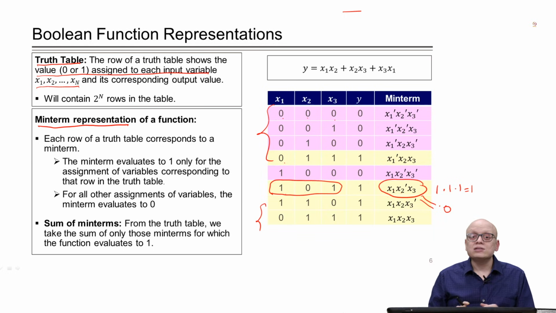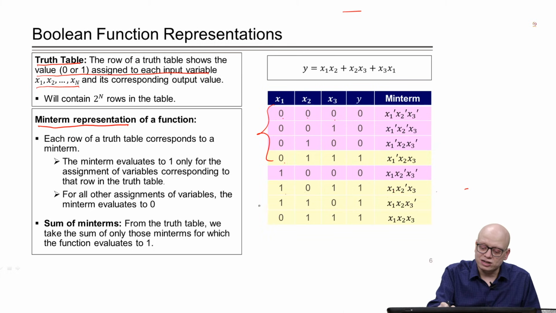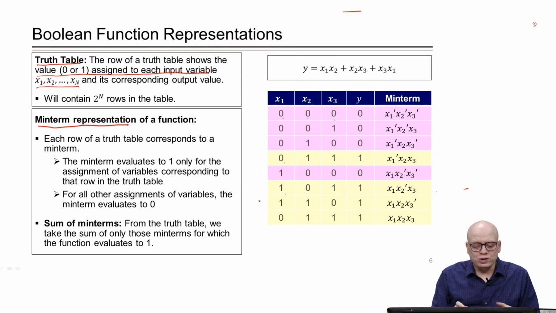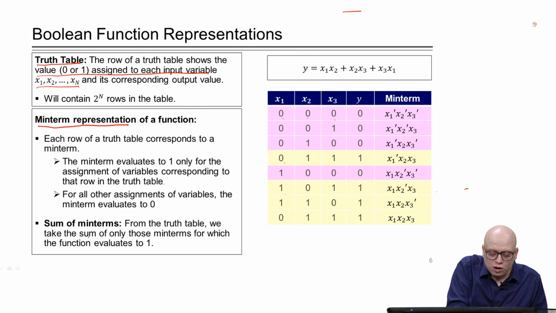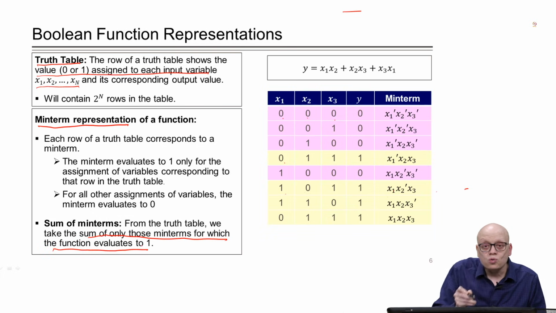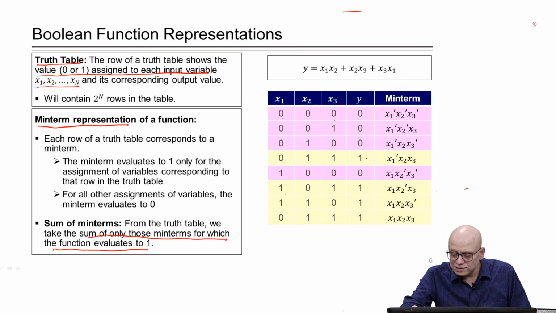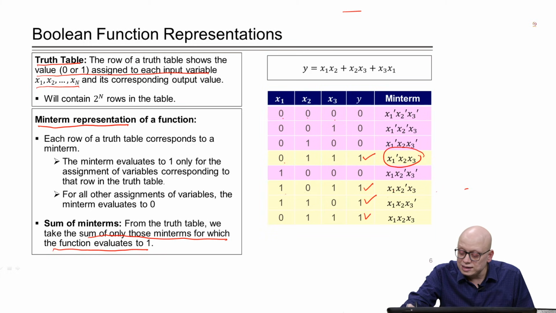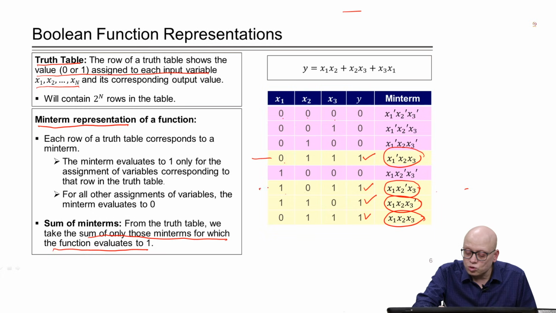Now, using this observation, we can represent a function as a sum of minterms. What we do is that we take the sum of only those minterms for which the function evaluates to 1. In this case, the function evaluates to 1 for this case, this case, this case and this. So we take the minterms corresponding to these rows and form a sum.